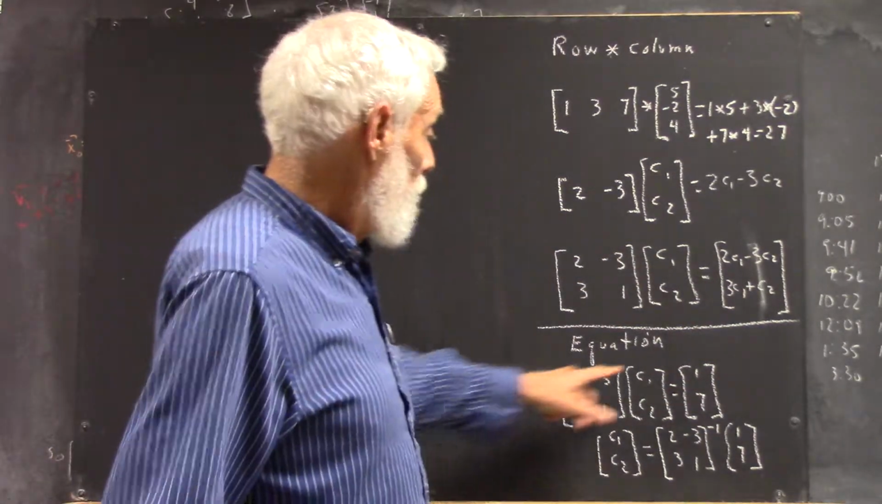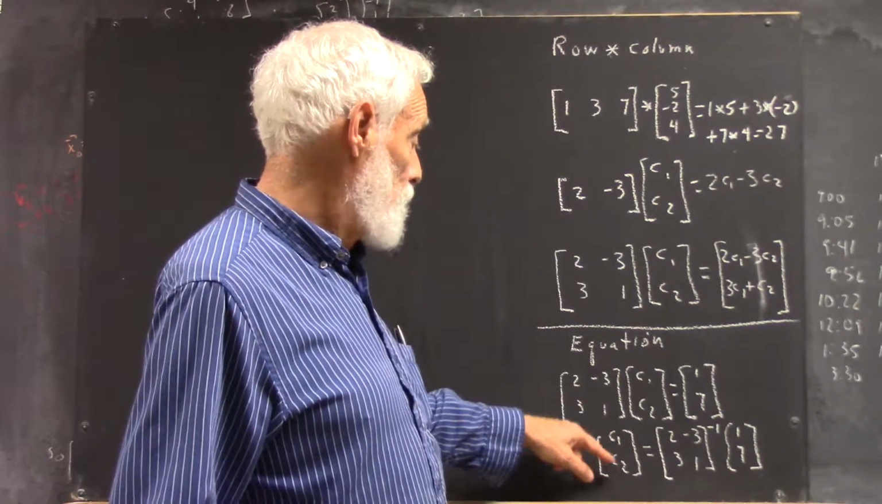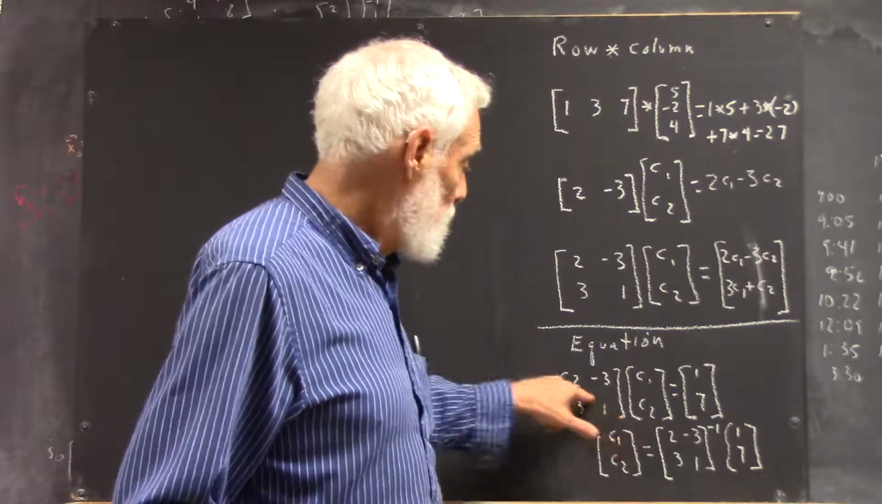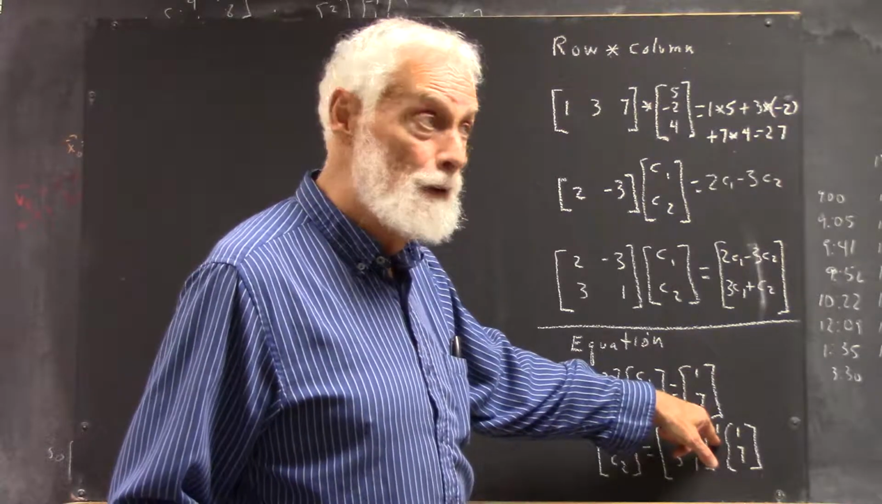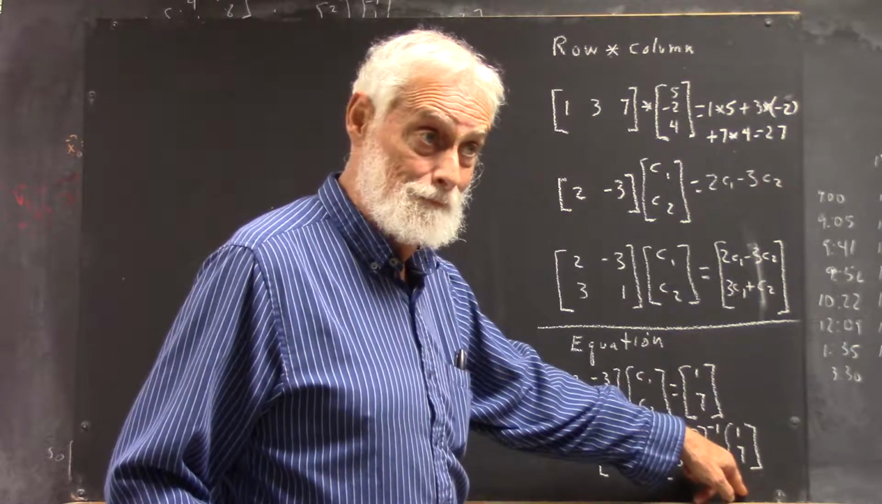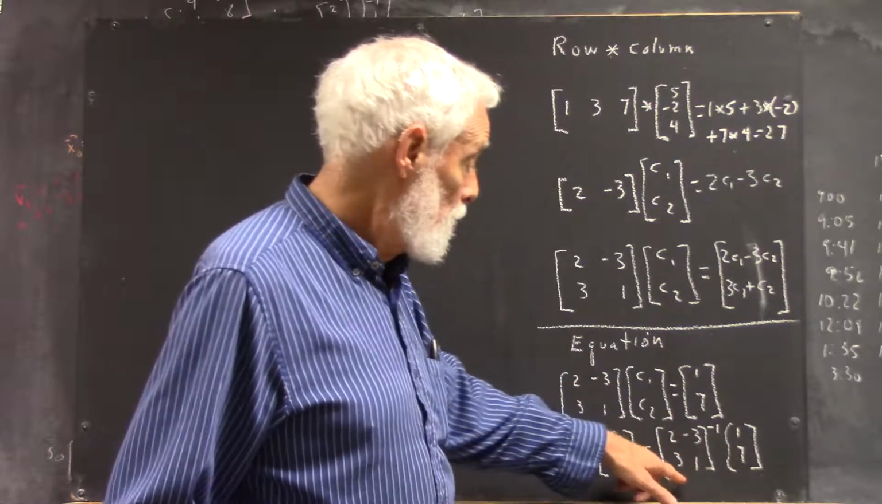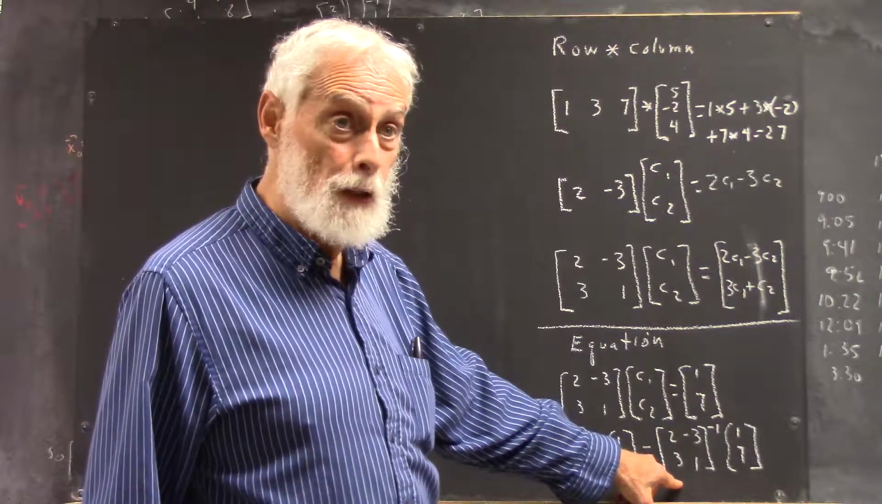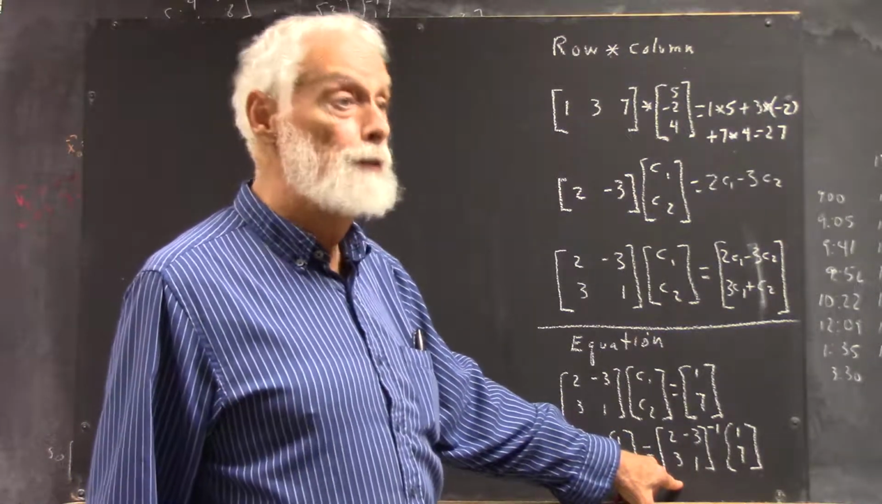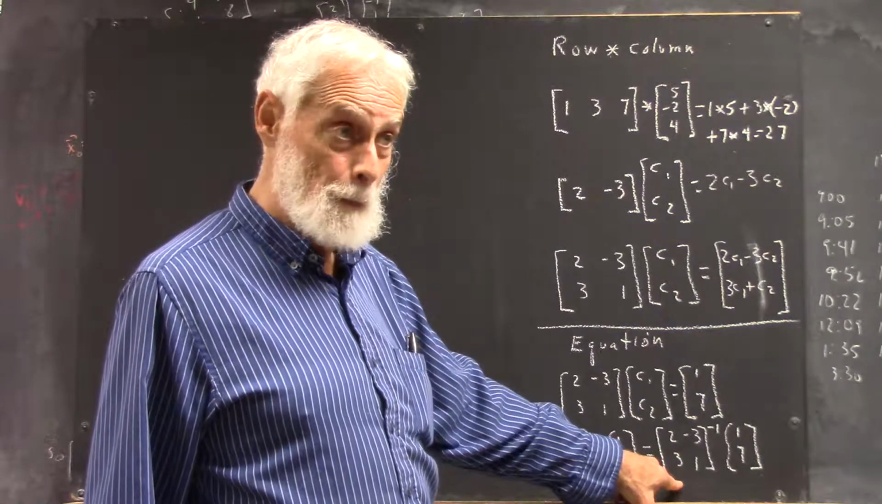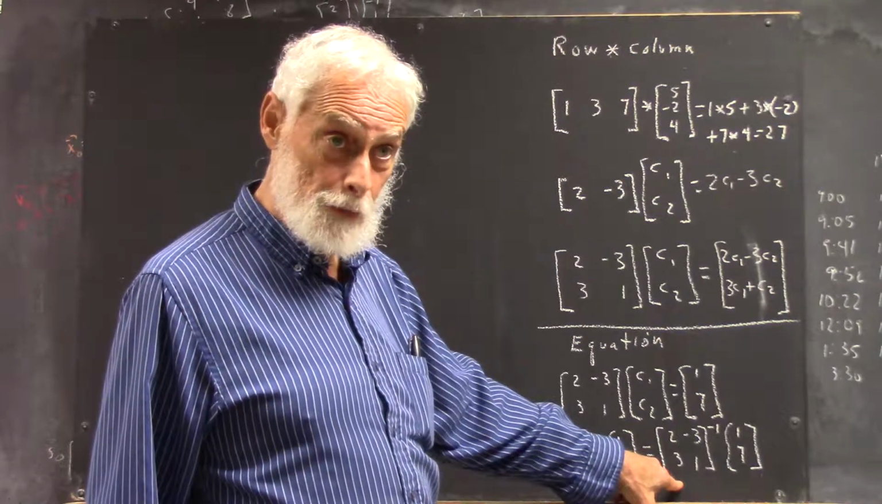Well, similarly, I'm going to rewrite it as C1, C2 equals this matrix to the negative 1 power times the 1, 7. Okay? And all you've got to do now is calculate the negative 1 power of a matrix, which is very easy. It's called the inverse of the matrix.